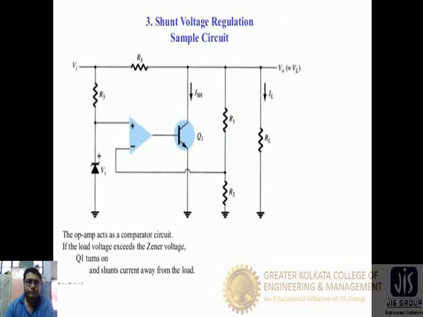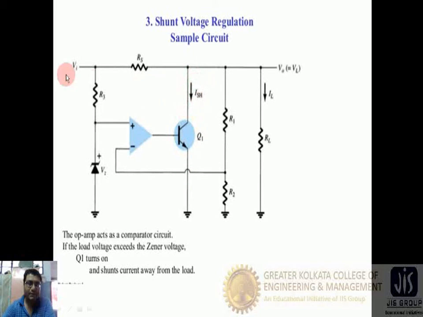So this is another type, which is a shunt voltage regulator sampling circuit using a comparator or op-amp. The op-amp acts as a comparator circuit. If the load voltage exceeds the Zener voltage, the Q1 turns on and shunts current away from the load. So it is the bypassing path of the BJT, using a BJT as a shunt path, ISH.